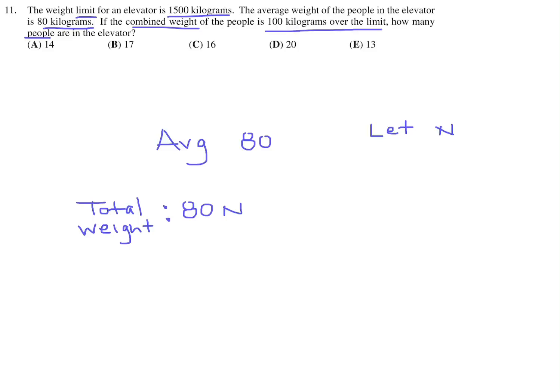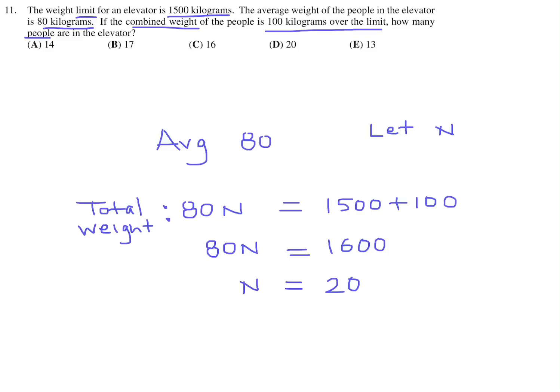So that means that 100 kilograms over that is 1,500 plus 100, which is 1,600. And that is equal to 80n, which is the combined weight of the people. So we just solve this equation. Therefore, n is equal to 20. So there's 20 people in the elevator. So the answer is D.